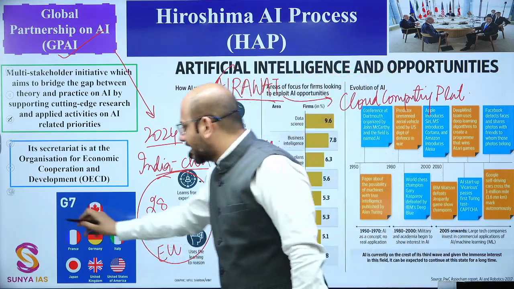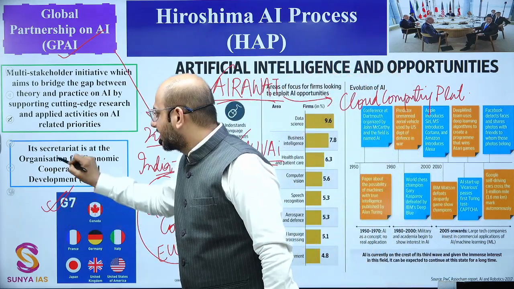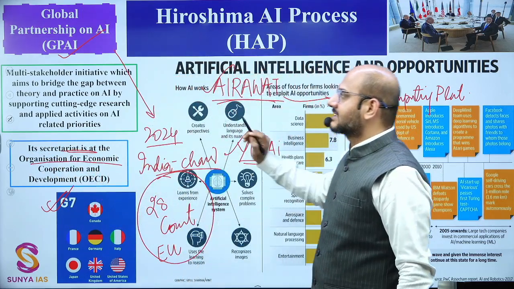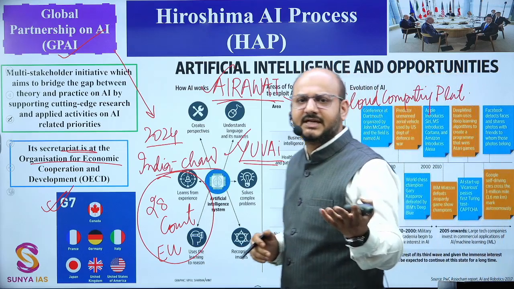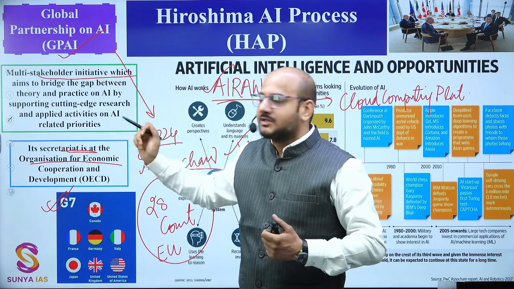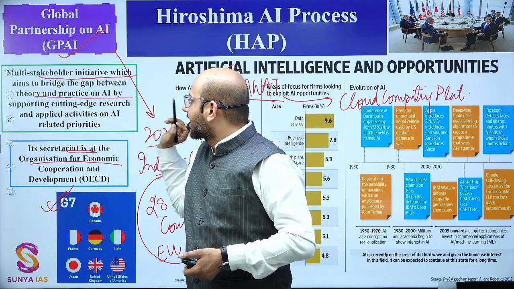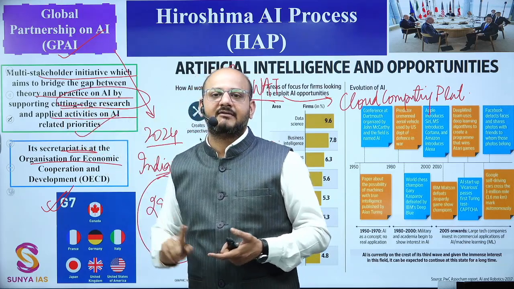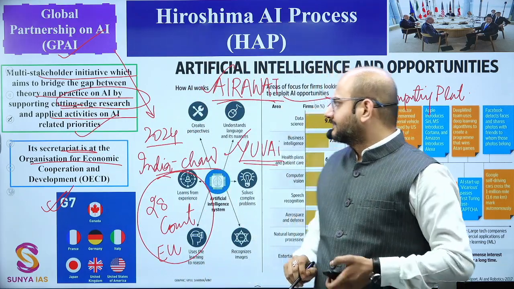Basically, it was launched by G7 countries, the developed nations, and OECD acts as the secretariat. What is the basic objective of it? It's a multi-stakeholder initiative which aims to bridge the gap between the theory and practice of AI by supporting cutting-edge research and applied activities on AI-related priorities.